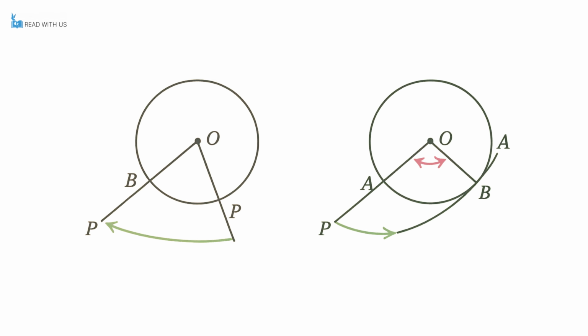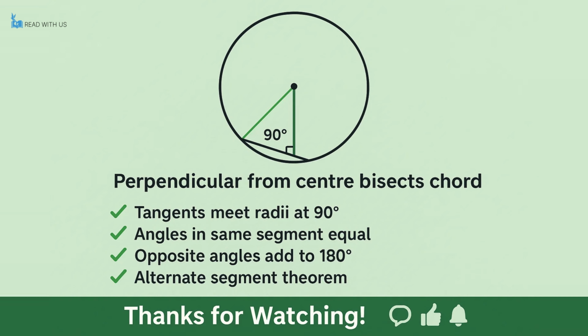If two tangents touch the same circle from outside the point of contact, the tangents are the same length. Number 7. The radius is perpendicular to the tangent at the point of contact. This confirms that a radius drawn to the tangent makes a 90-degree angle.